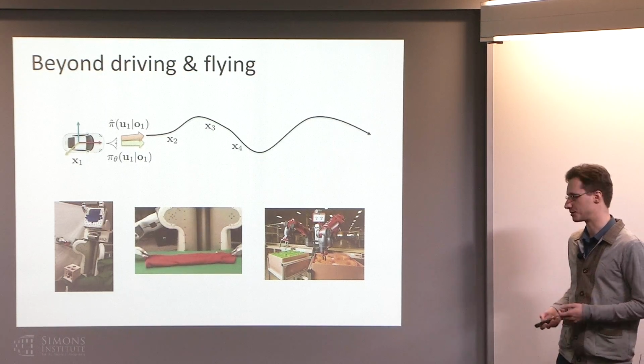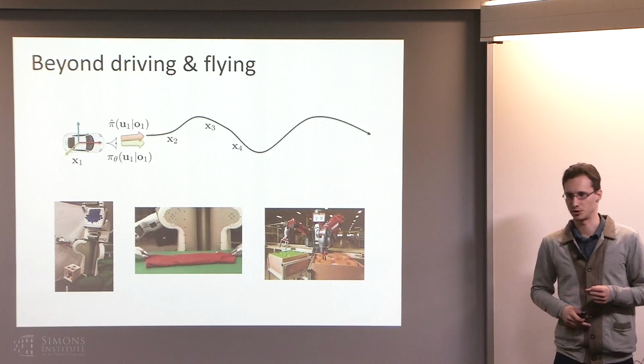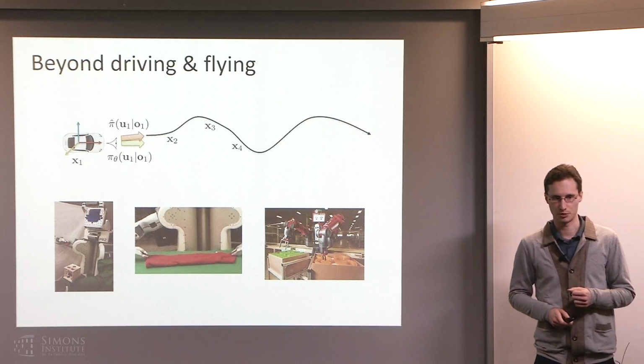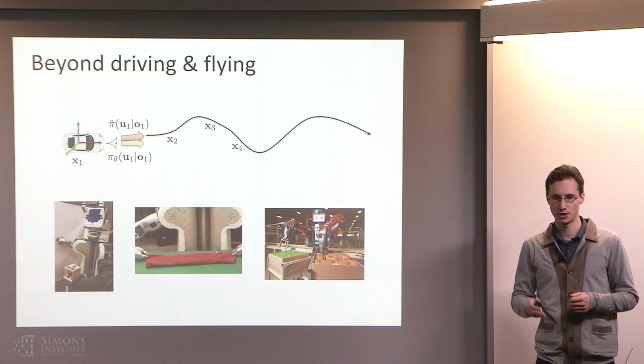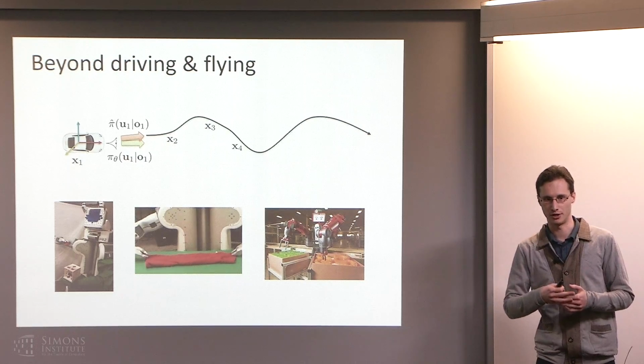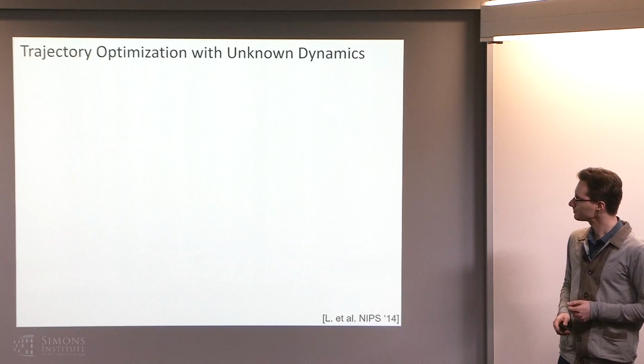We understand how physics works, but identifying the physical properties of all these objects with enough accuracy to make good predictions is pretty tough. So for systems that look more like this, it would be awfully nice not to require knowledge of the dynamics, not to require knowledge of f of x_t, u_t, and still be able to find a good policy.